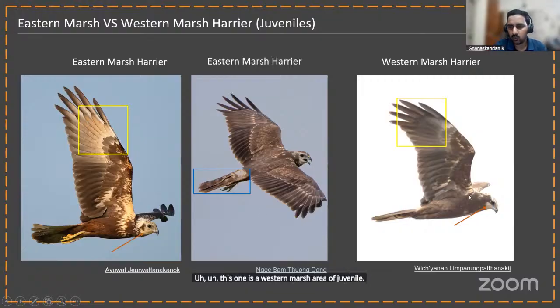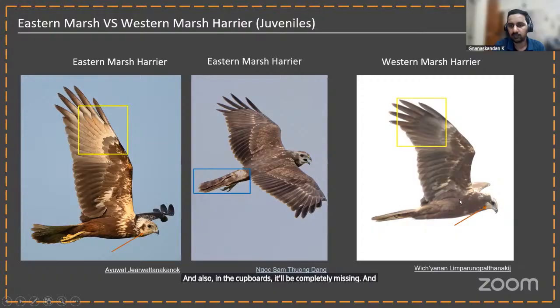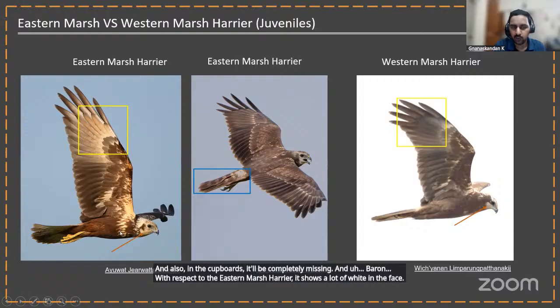Compared to the adult female Western Marsh Harrier, the juveniles will not show so much of the pale creamy patch in the head and the throat, and in the coverts it will be completely missing. Whereas the Eastern Marsh Harrier shows a lot of white in the face, and also shows a nice breast band or streaking.